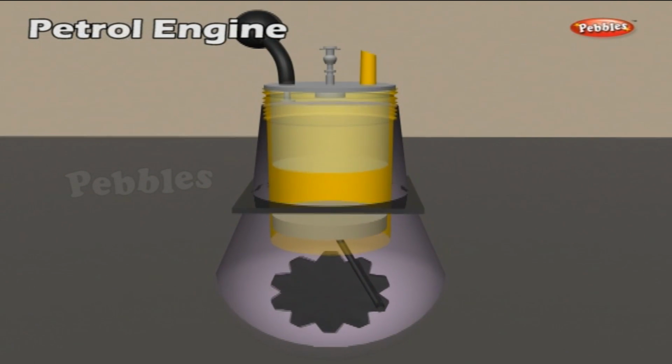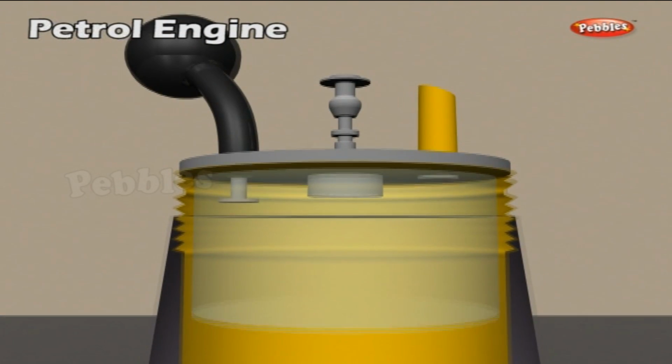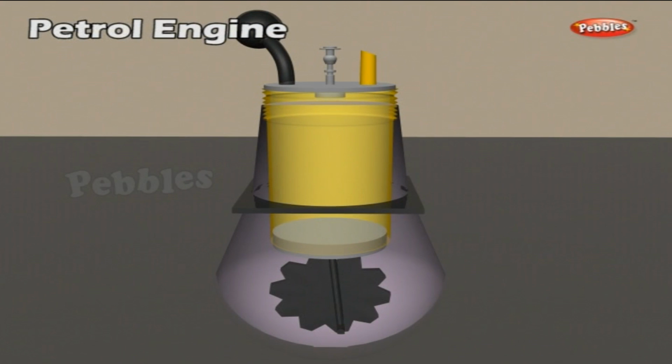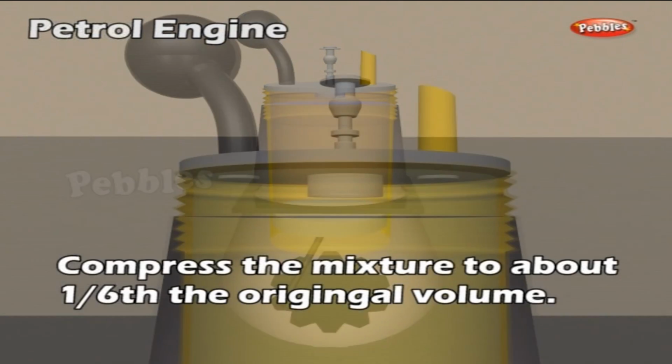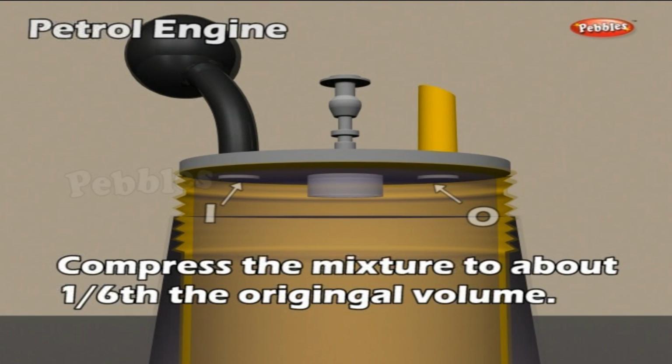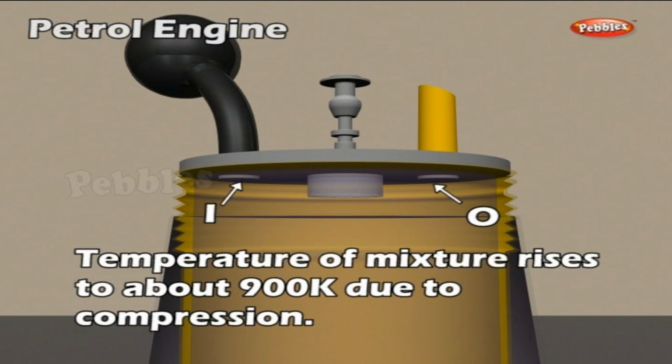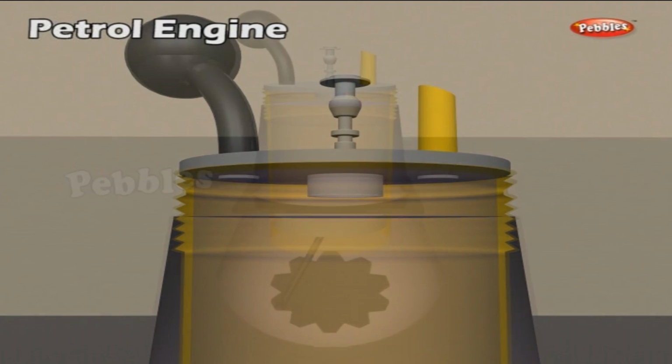During this stroke, the piston moves outwards, the inlet valve I opens, and the mixture of petrol vapor and air prepared in the carburetor is sucked in at atmospheric pressure. Compression stroke. During this stroke, the piston moves inward and compresses the mixture to about 1/6 of the original volume. Temperature of the mixture rises to about 900 Kelvin due to compression. Valves O and I are closed.